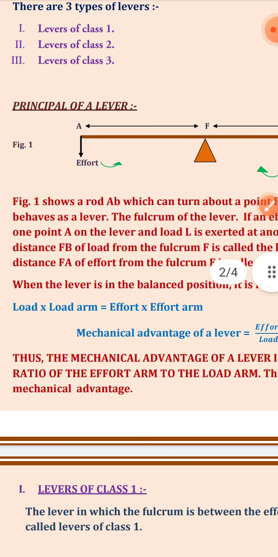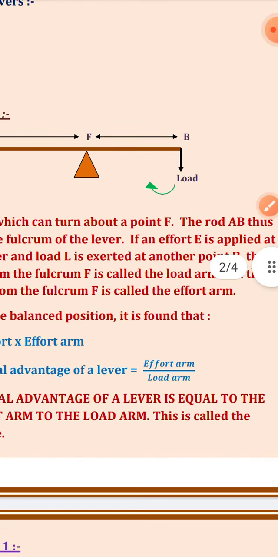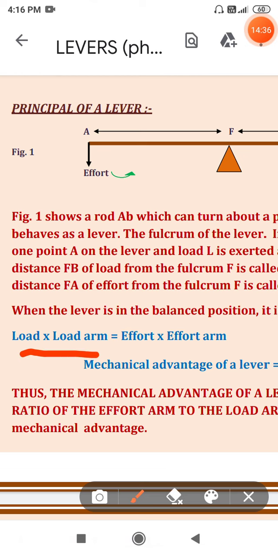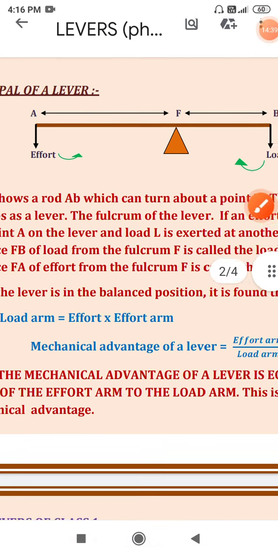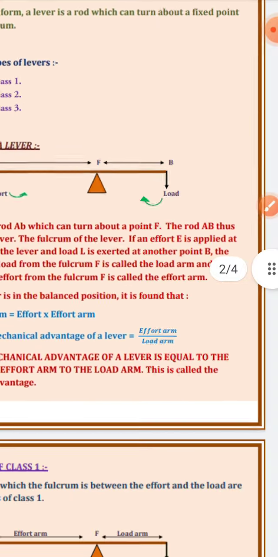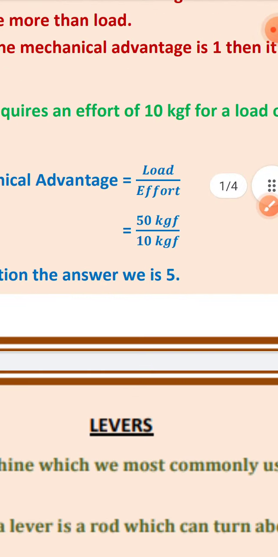Now over here you can find that when the lever is in the balanced position, load into load arm is equal to effort into effort arm. But this is not the formula to find the mechanical advantage. The main formula is: mechanical advantage of a lever is effort arm by load arm. Normally we know the formula is load by effort, but in the case of arm, we know that it is telling something about the lever.